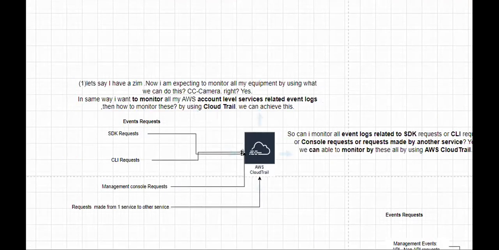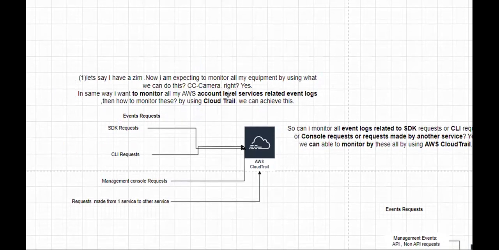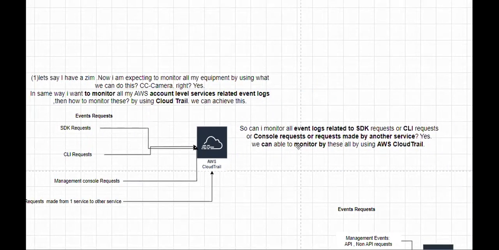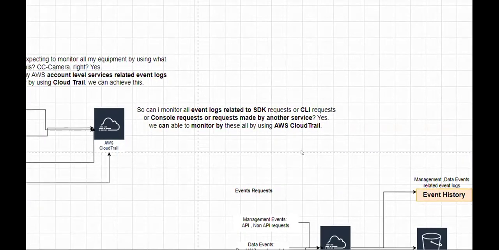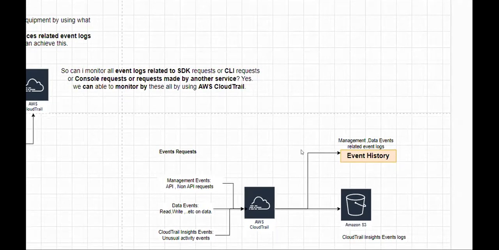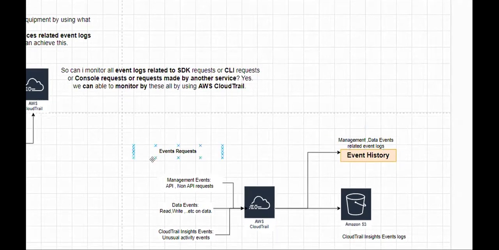Why do we use CloudTrail? In order to monitor event requests at the account level, that is, for all services, to see which service got event requests. If you want to monitor all the event-related logs, then you use CloudTrail. It will monitor event-related logs for you at the account level. So we have three categories of events that we can select and monitor.